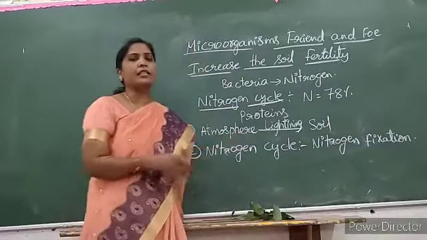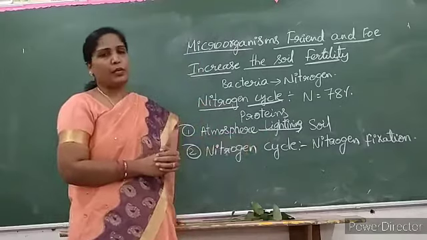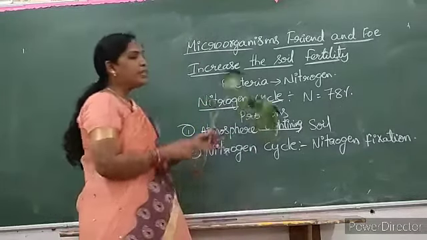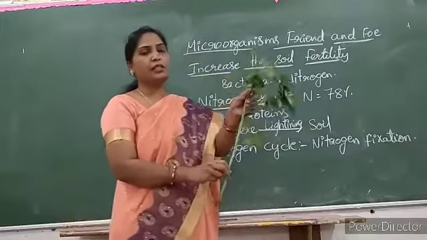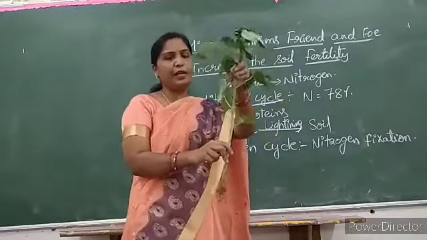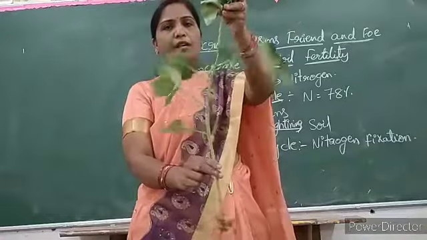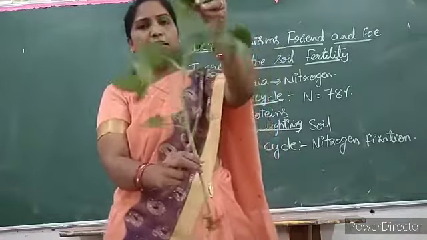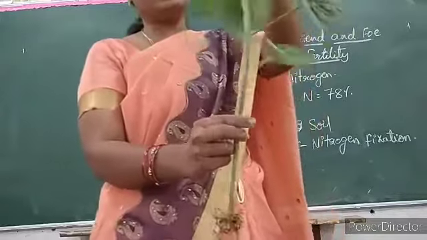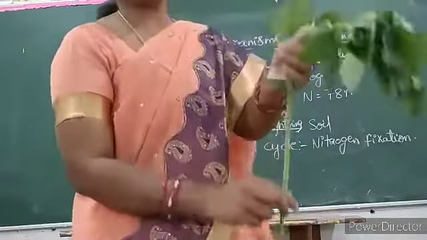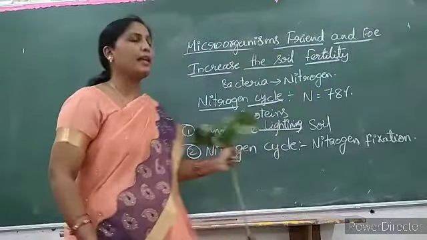Nitrogen can get fixed by the microbes. So what are those microbes? We'll see. See this plant, children? Can you identify which plant it is? I'll come closer to you. Try to identify which plant it is. Yes, somebody might have understood. This is a leguminous plant, the pulses plant.